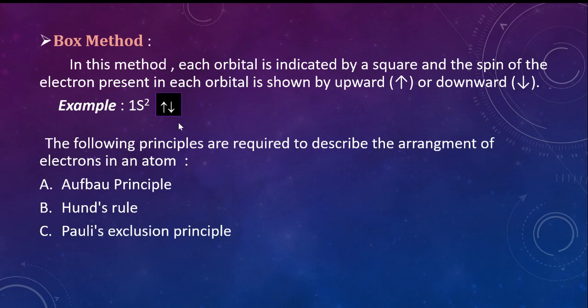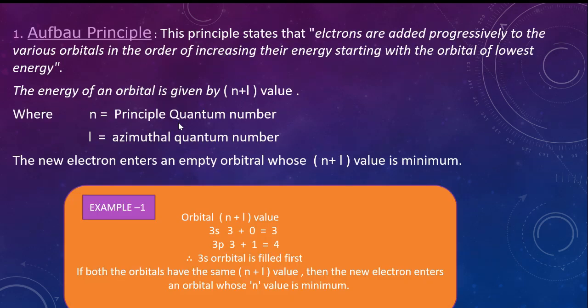So those are the Aufbau principle, Hund's rule, and Pauli's exclusion principle. Aufbau, Hund, and Pauli are the names of the scientists. That means while writing the configuration of an atom, we should follow all these principles, that is the Aufbau, Hund's, and Pauli's exclusion principle. Okay, let us start with the first principle, that is the Aufbau principle.